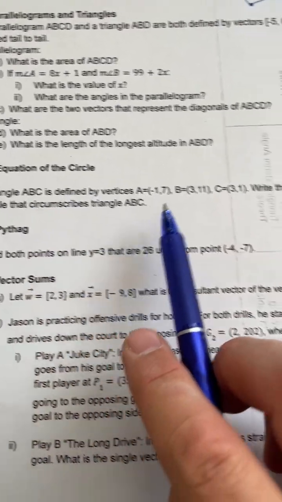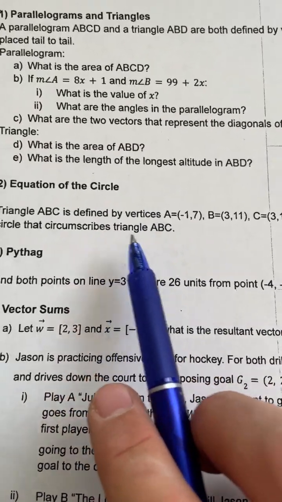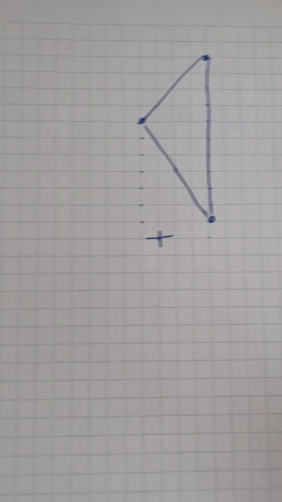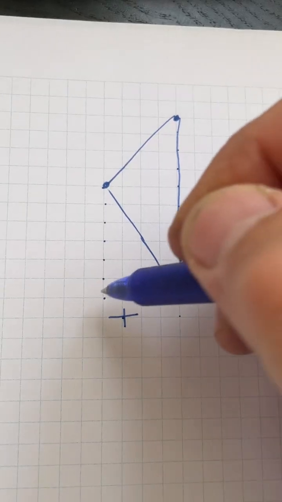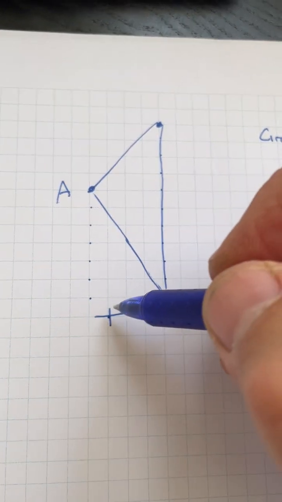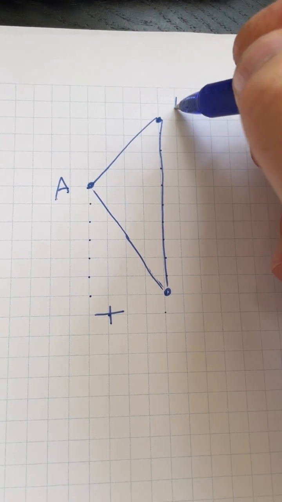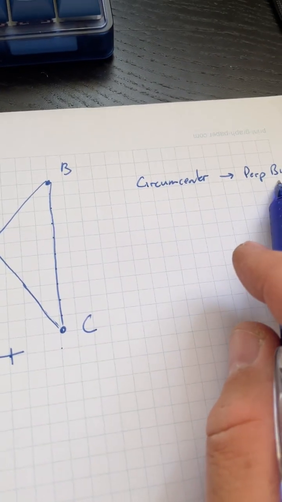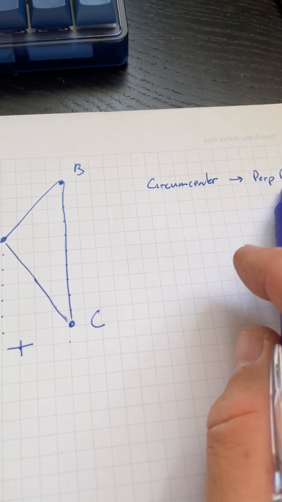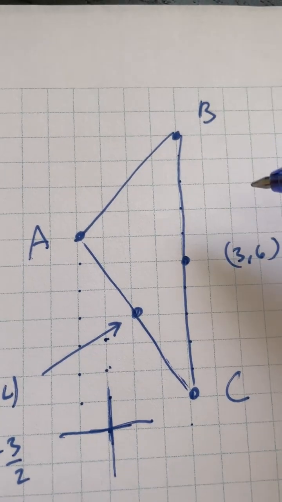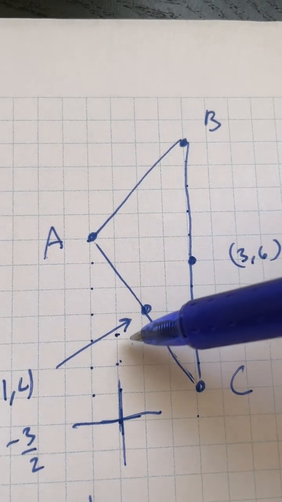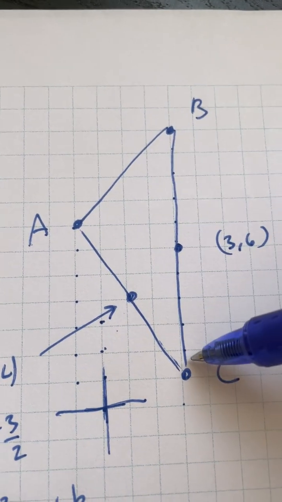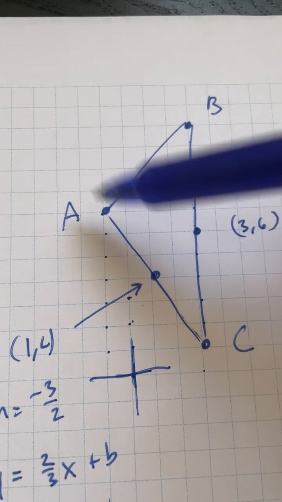Number 2 is looking for the equation of a circle that circumscribes triangle ABC. We'll start by plotting out ABC. -1, 7 for A, 3, 11 for B, and 3, 1 for C. To find the circumcenter, we need to find the intersection of 2 perpendicular bisectors. To get perpendicular bisectors, you start by finding the midpoint. And I'll definitely choose this one because it's a nice vertical, easy line. This one's harder because it's slanted.